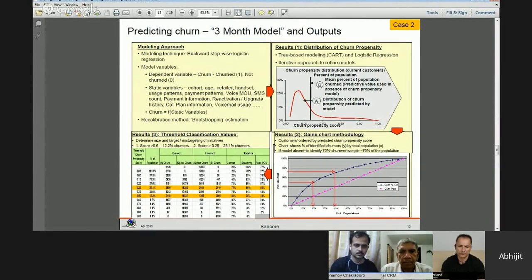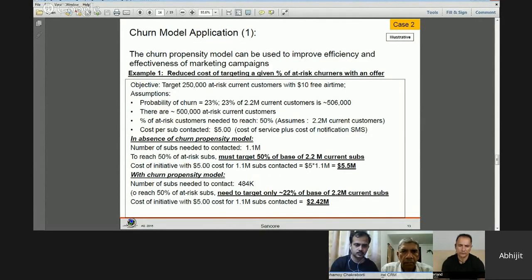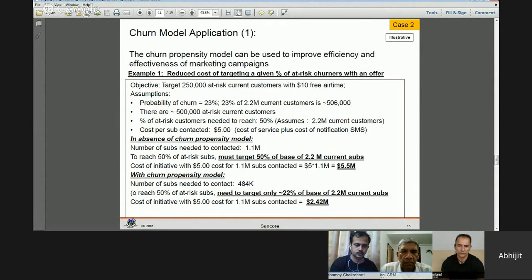Let me take you to an example which talks about the application. This is again a very detailed one, but the basic idea here is, in the absence of the churn propensity model, this particular company would have to spend, say, $5.5 million just to reach the at-risk group of subscribers. With the churn propensity model, you would have to spend nearly half of that amount, because you could target and identify who the at-risk group of consumers was. So this example essentially says that the cost of targeting a given percentage of at-risk churners with an offer is reduced significantly when you have a churn propensity model going.